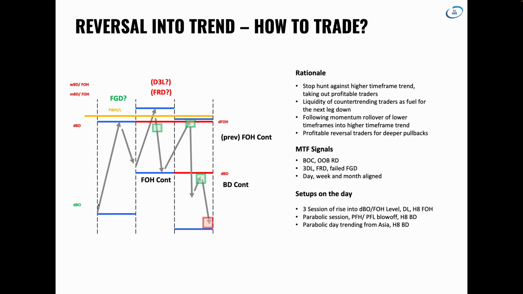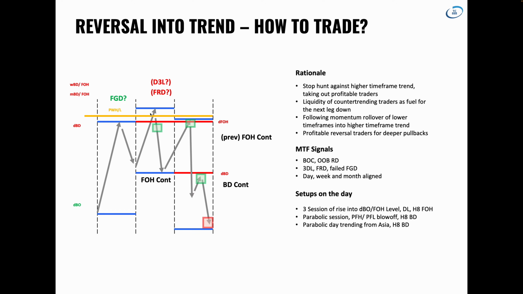There is already a lot of traders trapped down here. And then they do the same on the other side. They trap the longs one more time. People are buying that, and then it's rolling over, and the downtrend takes all of them out again. And this is the liquidity you need for the next leg down. You always have to think about it: what is fueling the move? And here, this is a stop hunt against higher time frame trend, taking out profitable traders. So you have profitable traders pushing it down. Then you have people buying the low.